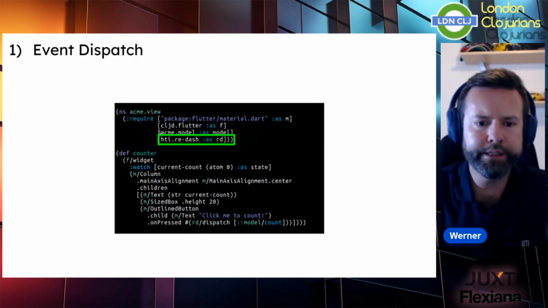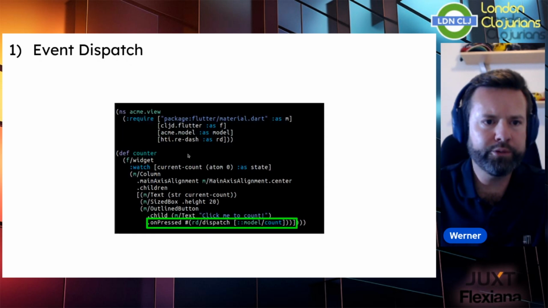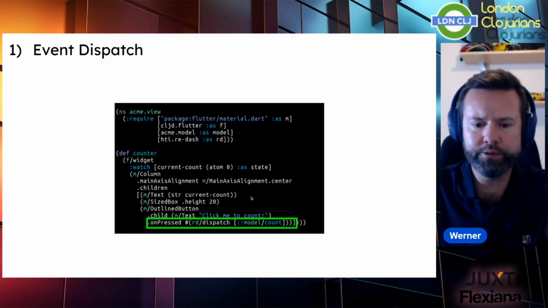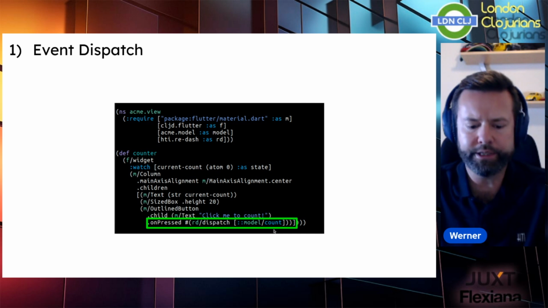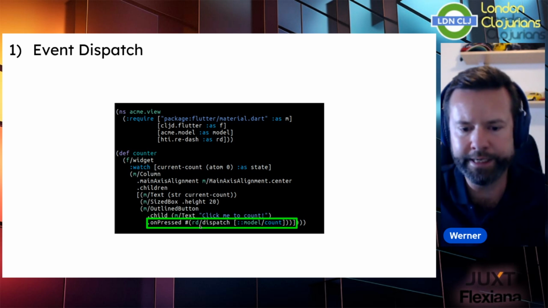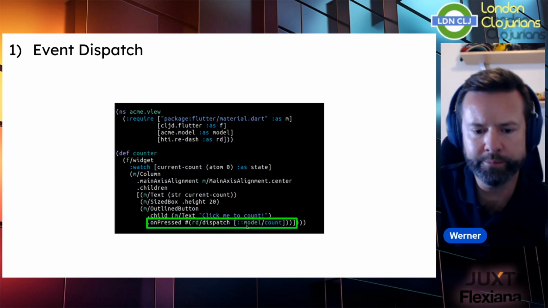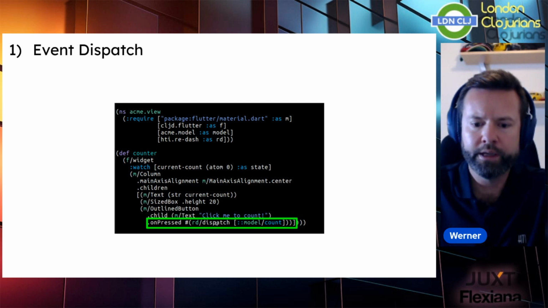So the first thing we'll need is a require for Redash. And the way that we dispatch this event would be to call the dispatch function in Redash, and we pass it an identifier of the actual event that we are dispatching. In this case, it is the event with the name count in our model namespace. So you'll notice here that we do not swap out an atom directly anymore. We indirectly update state by dispatching an event. So the next step will be to see how this event actually looks.